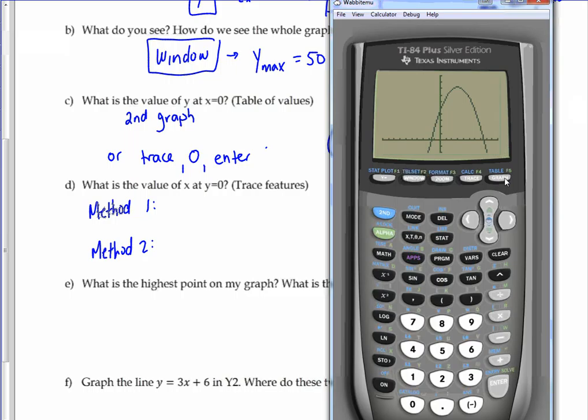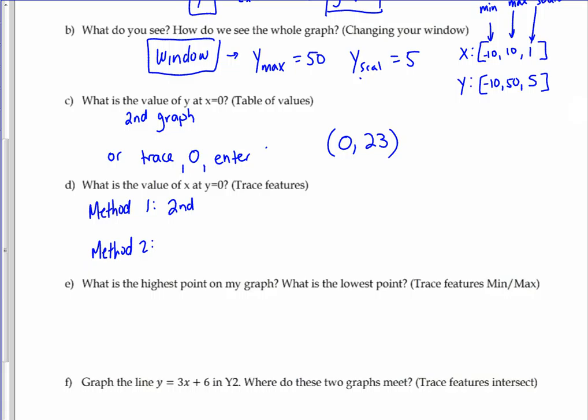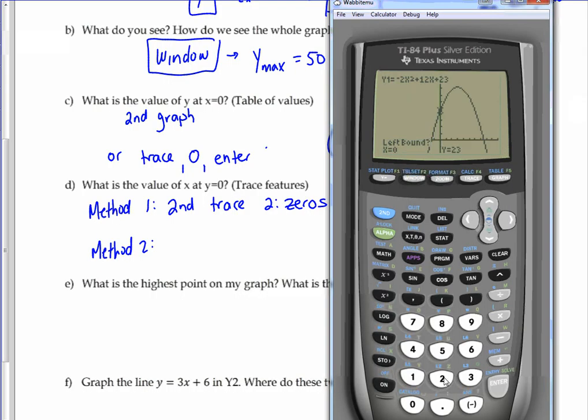one option is second trace. So second trace number, anyone remember? Yeah, 2 for zeros. Okay, zeros is another word for x-intercepts, or 0. Now, the problem is it tells you left bound and right bound. So what it's asking is, can you please move your cursor to show me between what two values I'm actually calculating the x-intercept?